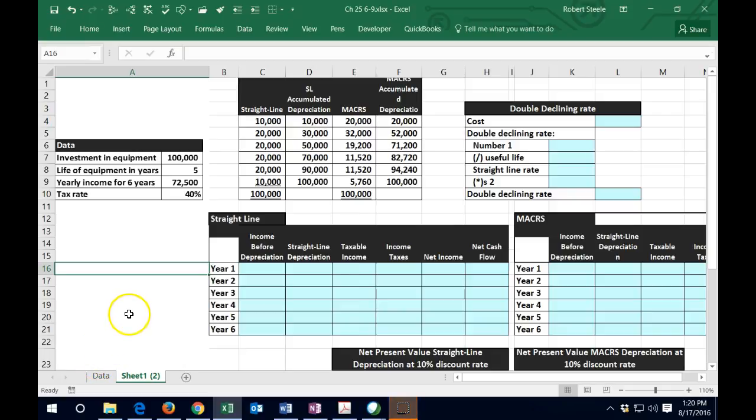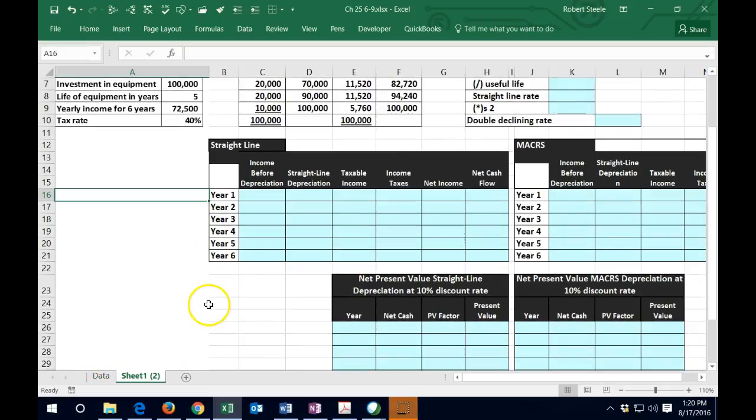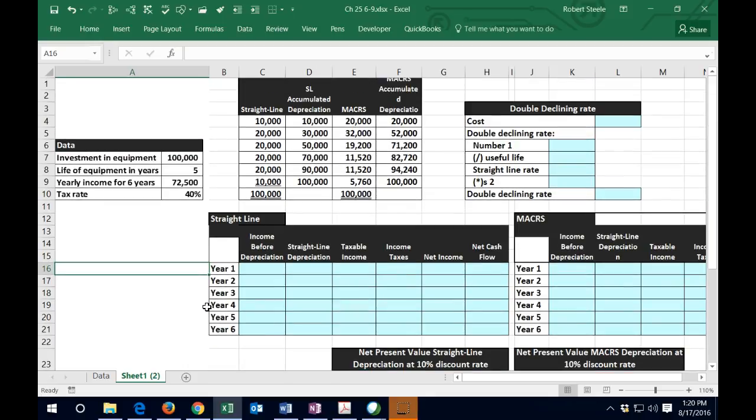Hello, in this lecture we're going to look at a problem that will work at the net present value calculation under two scenarios. Those scenarios being depreciation at a straight line rate versus depreciation at a MACRS rate, kind of like a double declining rate. And the difference will be that there's going to be a tax difference between those two. That will be the difference in the value of the two projects. So let's take a look at that.